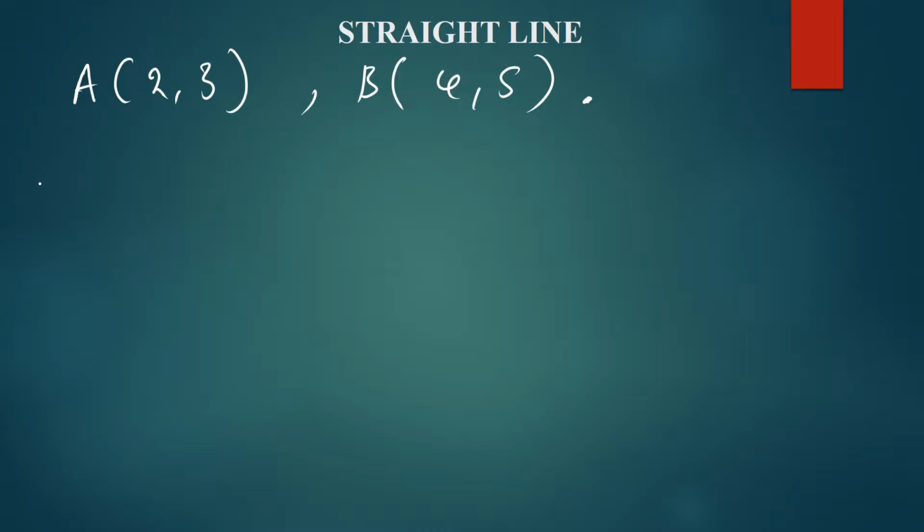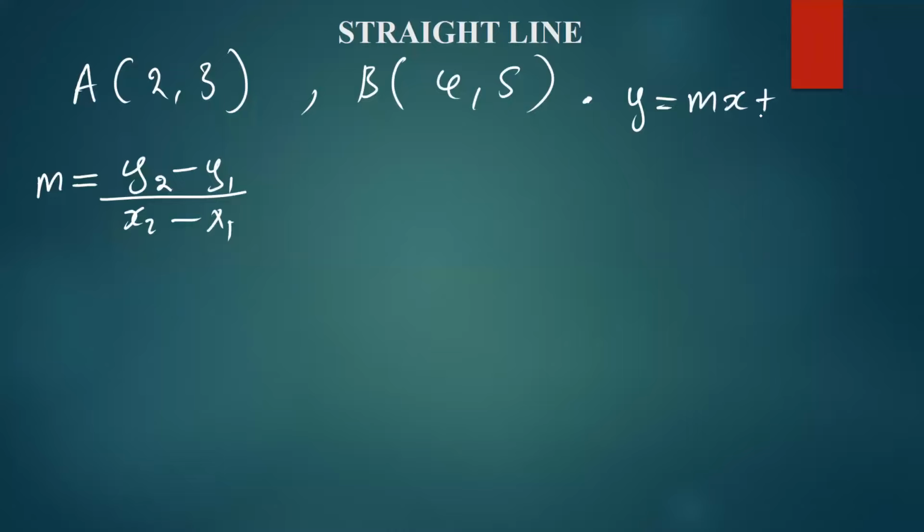I said the gradient is denoted by m and is found by this equation, which is y2 minus y1 over x2 minus x1. So this is how you find the gradient. Why are we finding the gradient? Because we know that the general formula is mx plus or minus c, so the sign in between is determined by the intercept there.